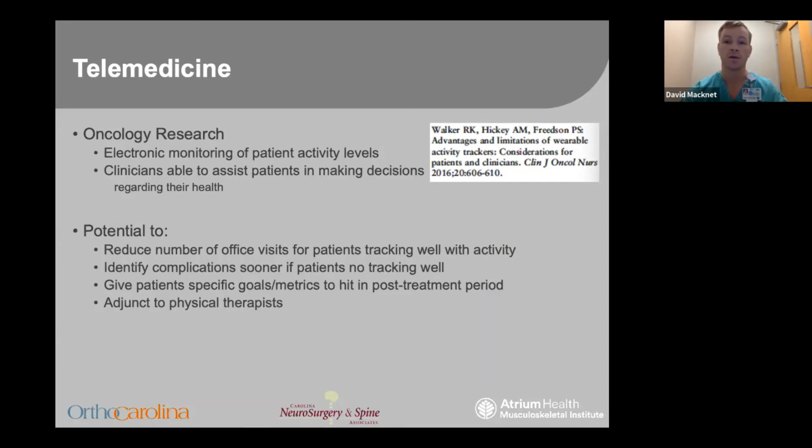and they may not necessarily need another visit. Likewise, as noted before, a decrease or decline in activity may detect a need for more physical therapy or a possible complication. If we have data on what a normal patient trajectory is and data on what has been shown to be successful, we could give patients specific metrics to hit. And physical therapists could also use this to monitor their patients from afar.